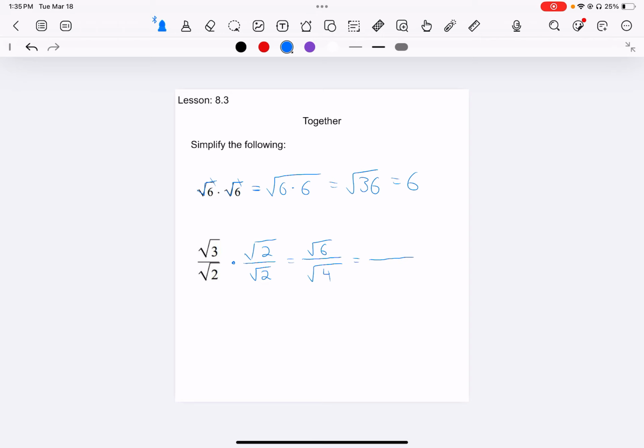Now I simplify. Radical 6 cannot be simplified or split up into perfect squares, but radical 4 is 2. So I'm left with radical 6 over 2.